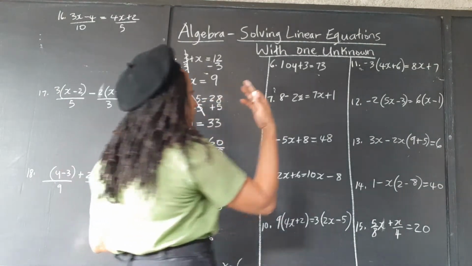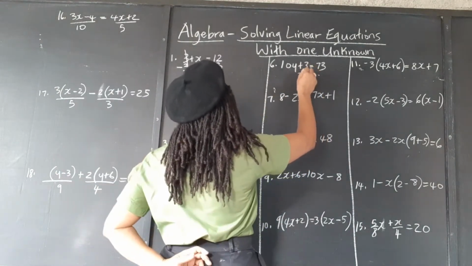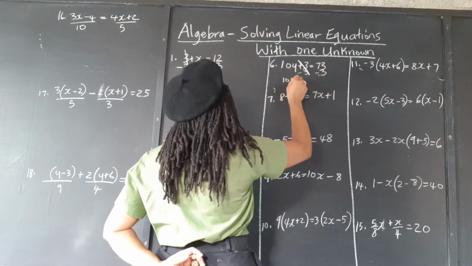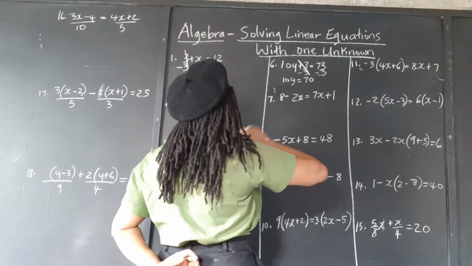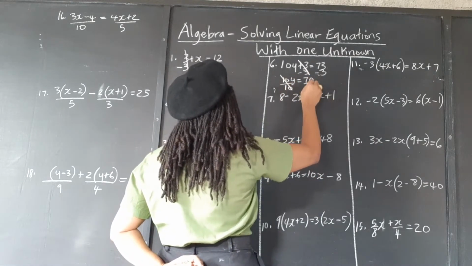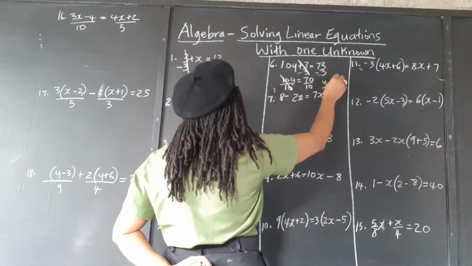Alright, so two operations here. We're going to subtract 3 first from both sides. So we have 10y is equal to 70. And now we divide by 10 on both sides. So y is equal to 7.